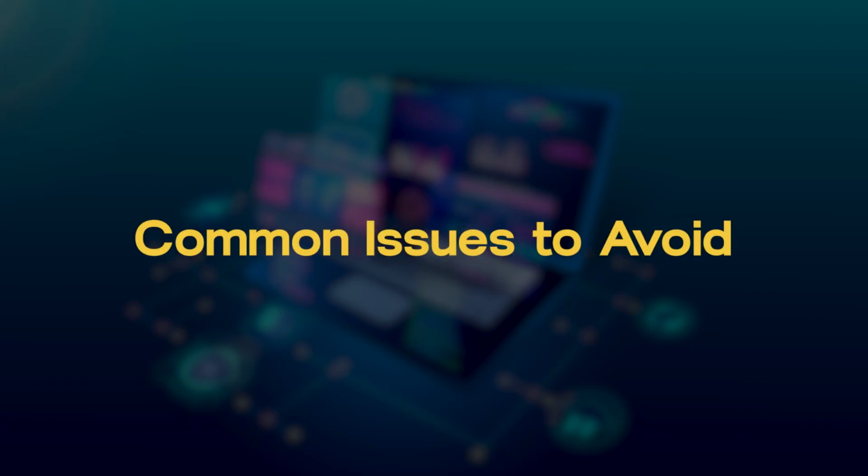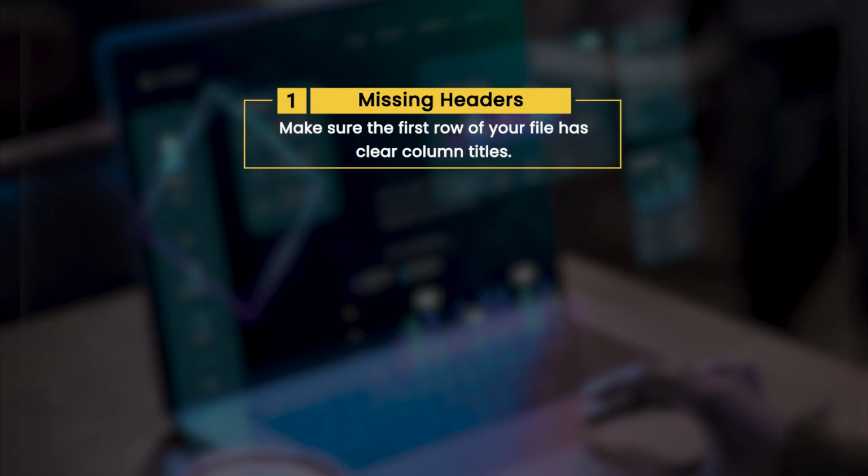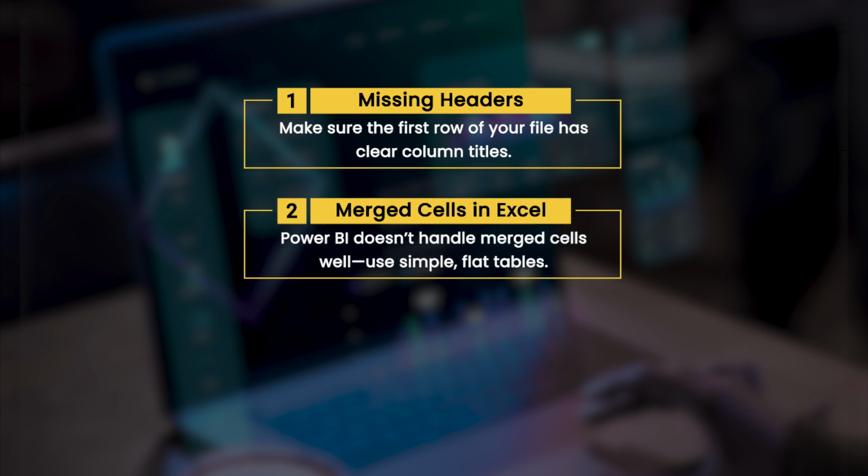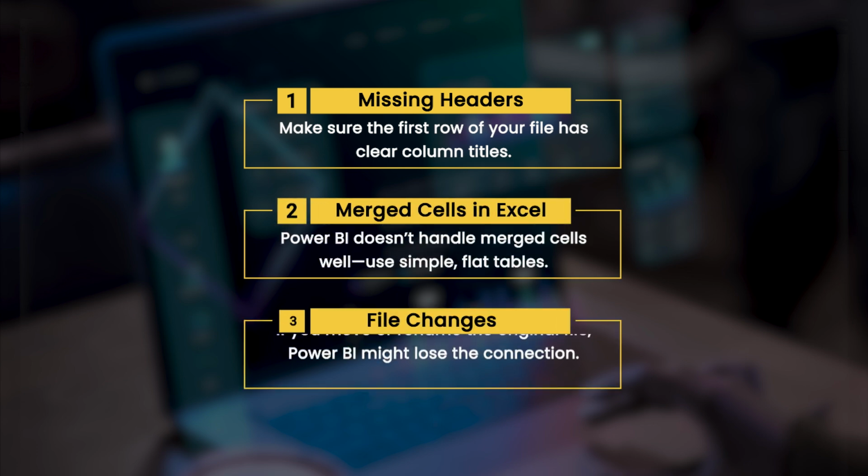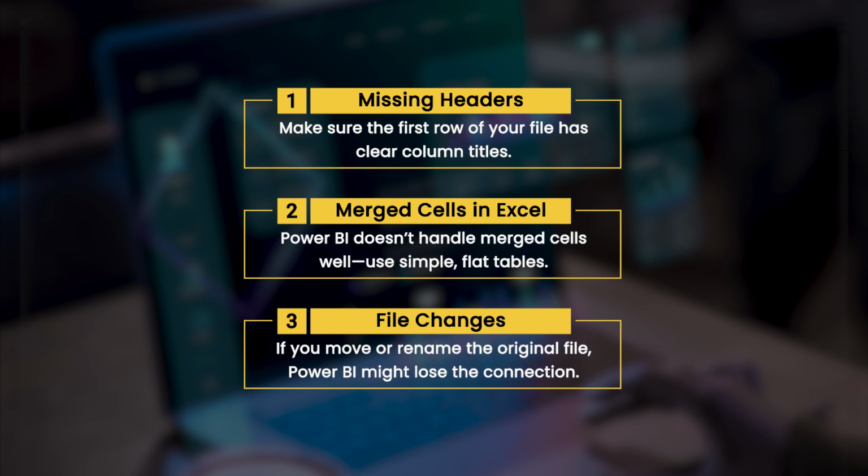Common issues to avoid. Missing headers. Make sure the first row of your file has clear column titles. Merged cells in Excel. Power BI doesn't handle merged cells well. Use simple, flat tables. File changes. If you move or rename the original file, Power BI might lose the connection. Always keep your files in an organized folder.